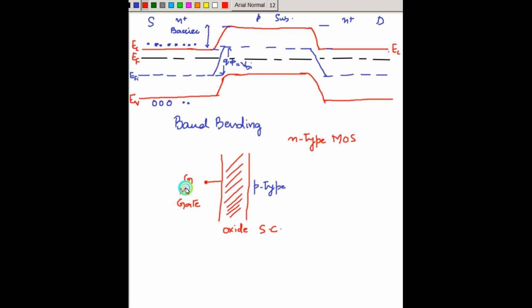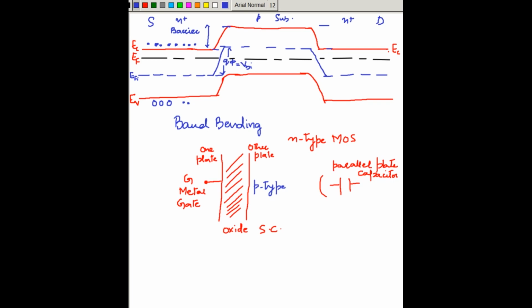So I'll just add metal gate. Okay. So this metal gate forms the one plate of a capacitor, and the semiconductor forms the other plate. So the equivalent is like this. It's a parallel plate capacitor. Okay.